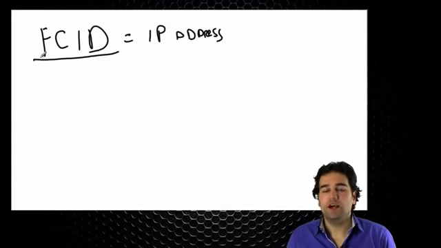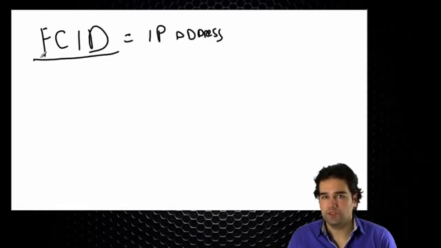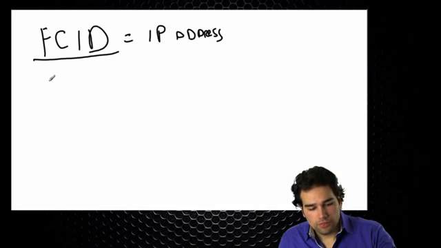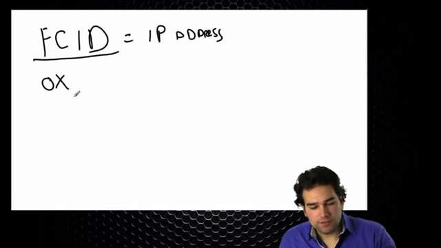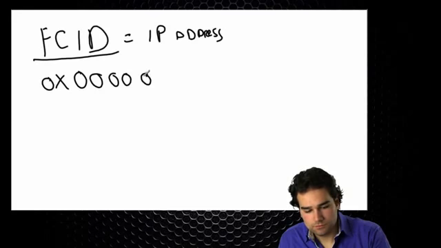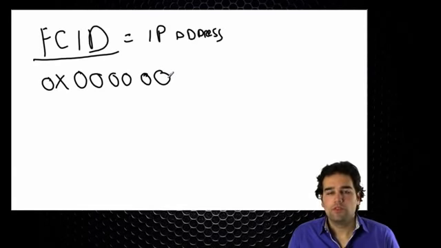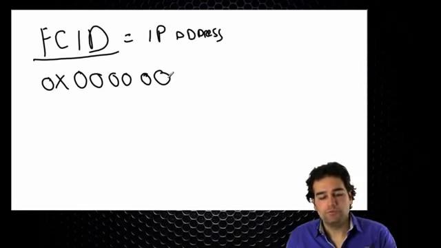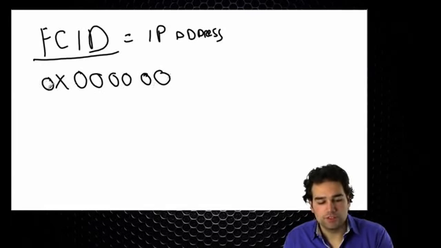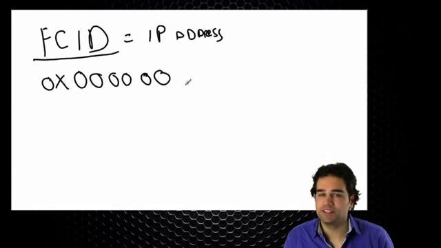So FCIDs are the addresses used to forward packets in the Fibre Channel network. They consist of a 6-byte format. So I have 6 hexadecimal characters that I can use for addressing. So this is the format: the 0x and then 6 hexadecimal characters.